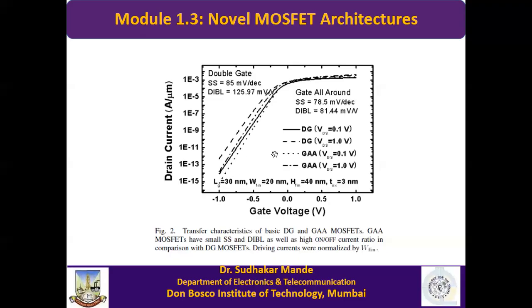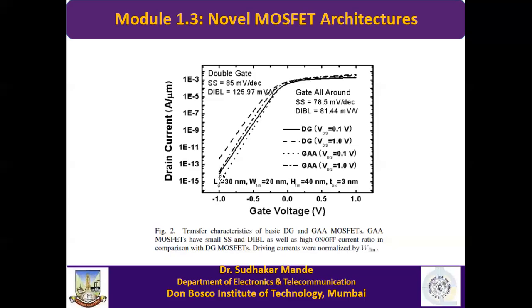So you can see here, this is double gate and this is double gate. The same voltage is applied. VDS is 0.1 volt, gate voltage is 1 volt, and for GAA the gate voltage is also 1 volt. And this is called, when it is minus 1 volt or when it is this one, you can say leakage current.